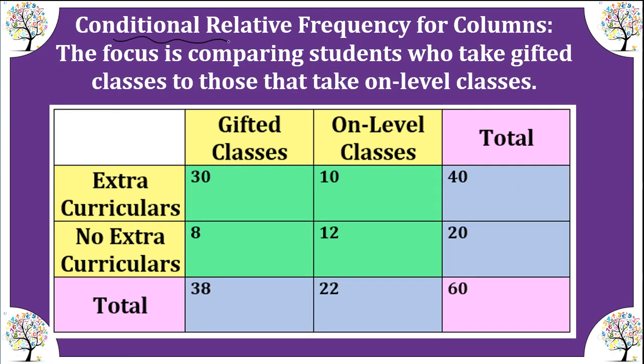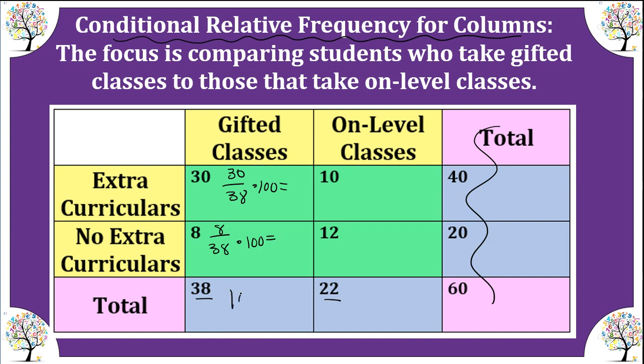Now let's take a look at conditional relative frequency by column. So this time I'm looking at, if you're in a gifted class, are you more, less, or equally likely to be in extracurriculars as on-level people? So this time we are going to be dividing by the total of the column. So it will be 30 out of 38 times 100 to get that percentage, 8 out of 38 times 100, and then of course this will be 100%. Then in this column, we'll be dividing by 22.